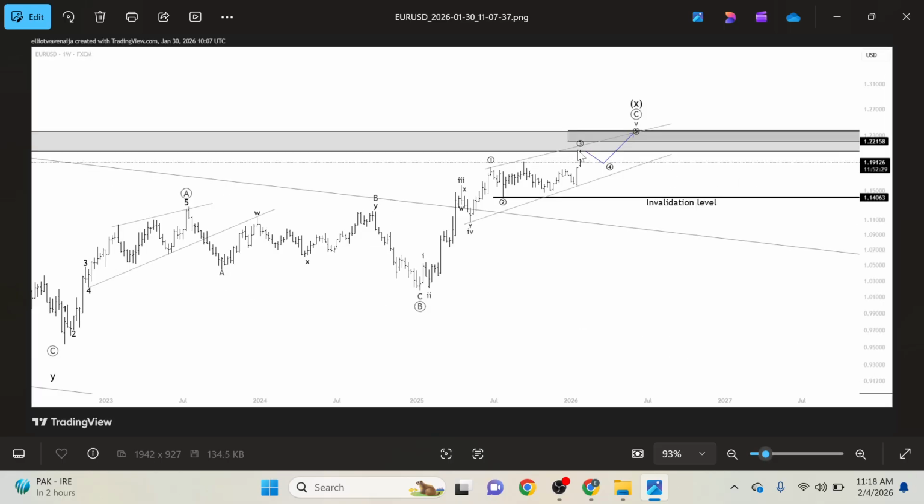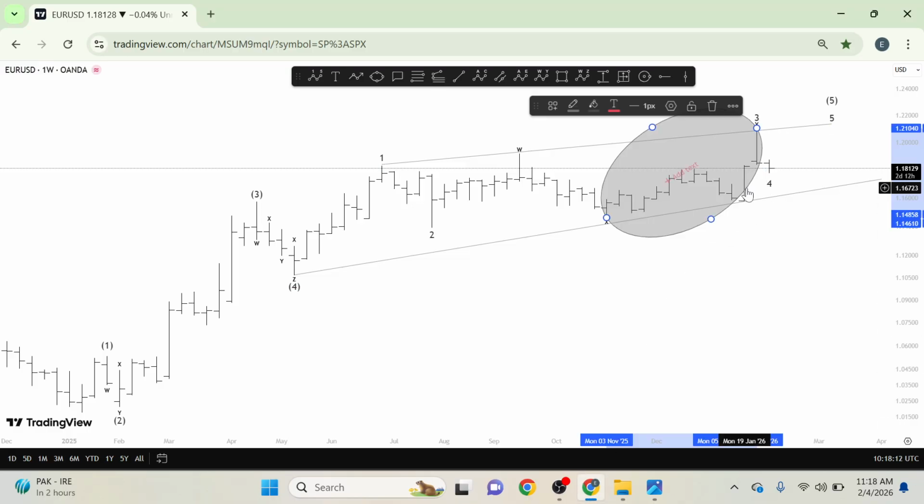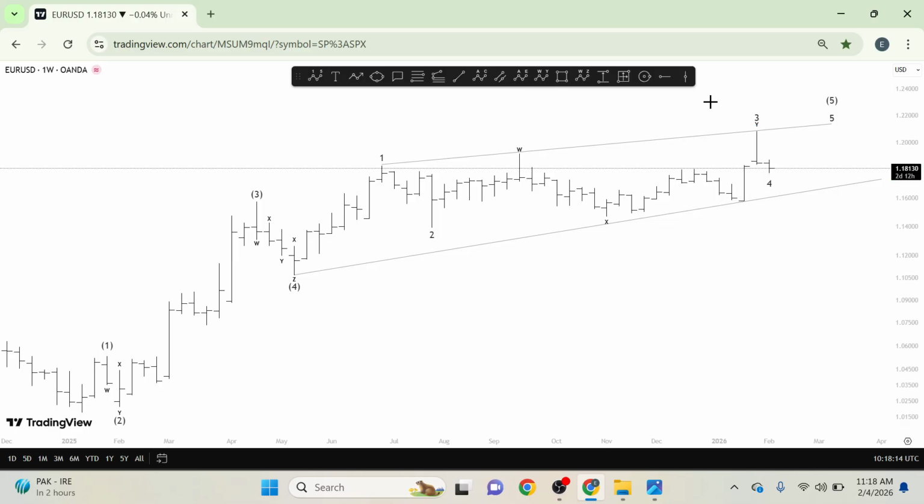We gained from wave 3. And don't forget, this is the weekly time frame, so the profit might look small. I'm going to show you how it looks on the real chart. So this is the corrective structure of wave 4 we predicted on January 30, 2026. And today, we're now in wave 4 as we predicted, which means we're on the right way in the market.